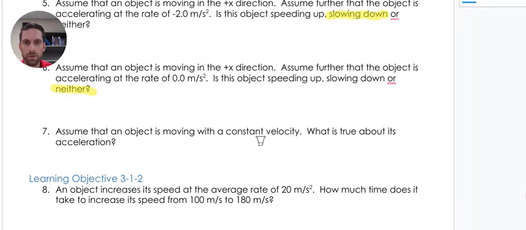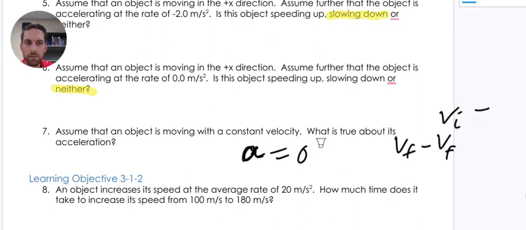All right, then we want to know if it's moving with constant velocity. What do we know about our acceleration? Well, acceleration must be 0 here because you have a constant velocity. You are not changing your velocity in time. So if we have the same velocity, vf minus vi, it's the same thing. If vi equals vf, then you have 0 change in velocity.